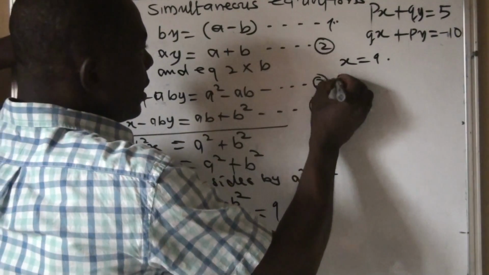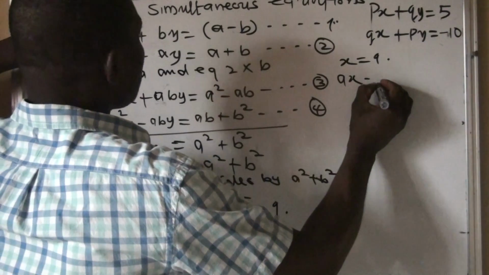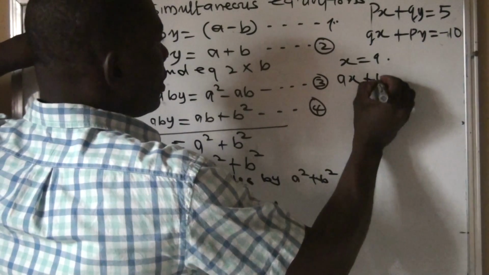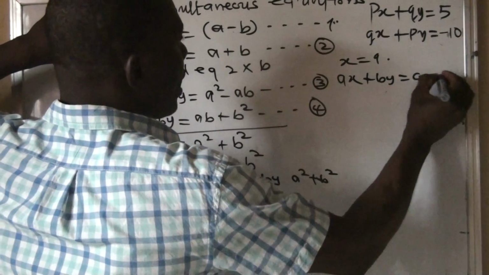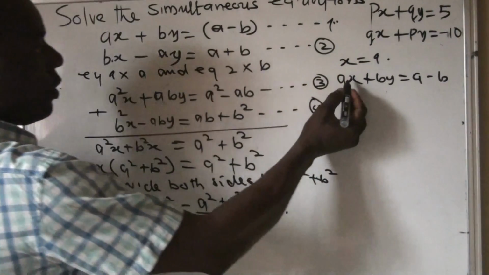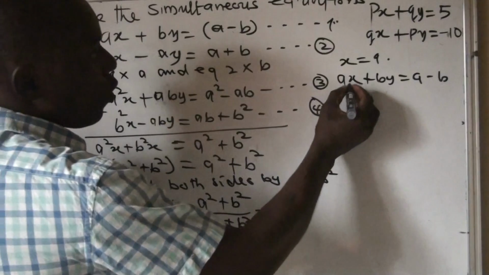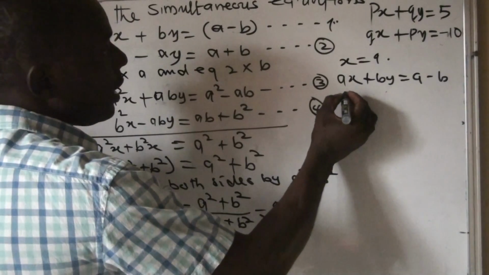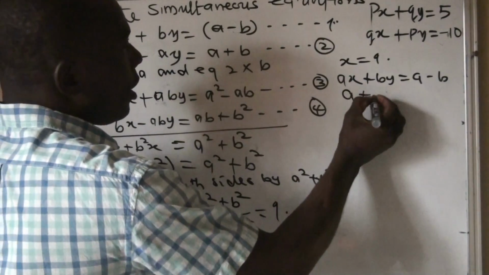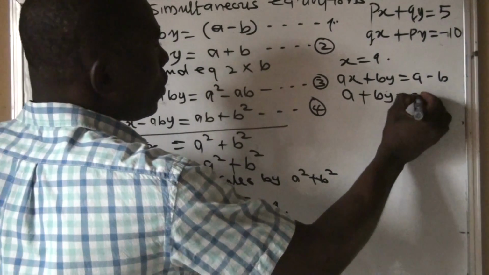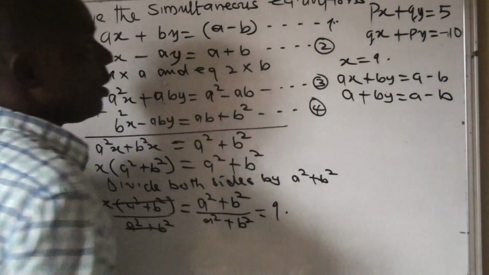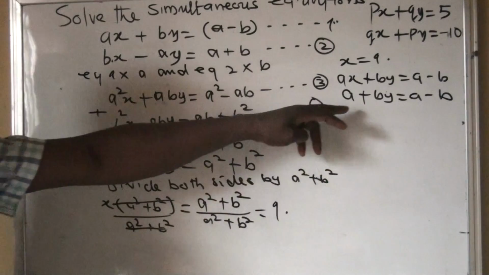Okay, our equation 1 is ax plus by is equal to a minus b. So we know that x is 1, so 1 times a is a. This becomes a plus by is equal to a minus b. Okay, now we're looking for y.